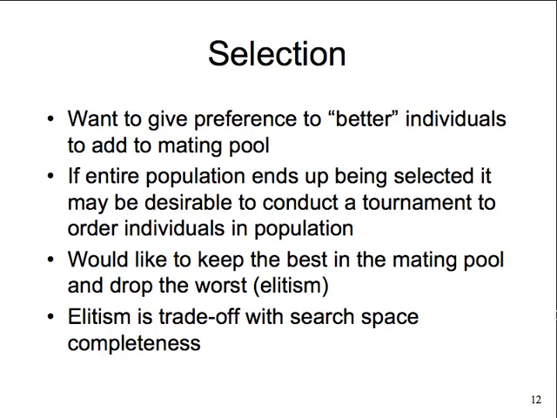So you want to give preferences to the better individuals by adding them to the mating pool. So you mix the best people out of this group with the best people out of that group, and you put them together. And then you see, well, what is that going to produce? So the entire population ends up being selected from many selected. It may be desirable to conduct a tournament in order to order the individuals in the population. So if the entire population is selected, then you either have to find a better selection or you order the selection. You take the top 10, the top 15 to make your search space smaller.